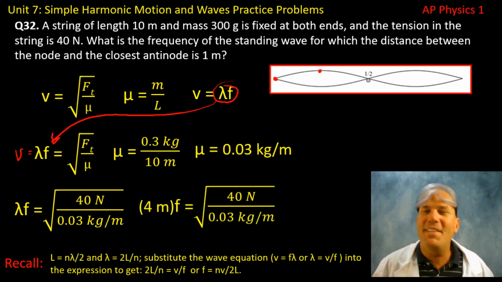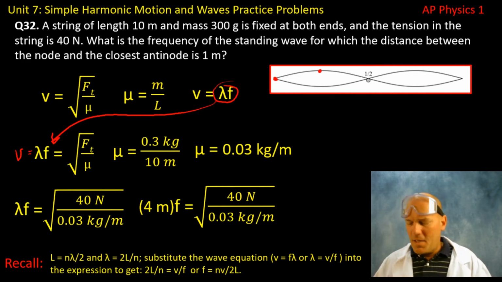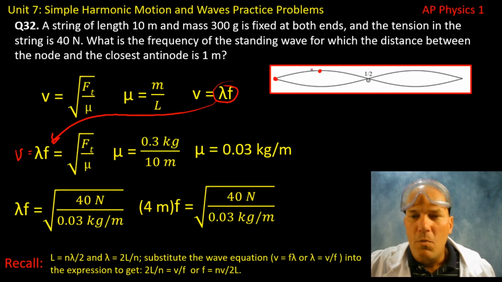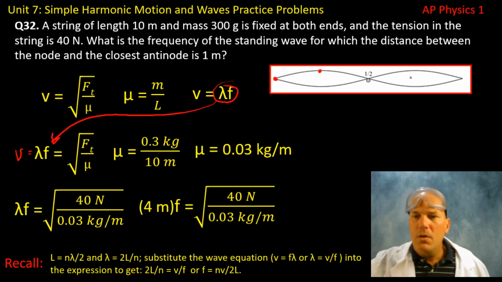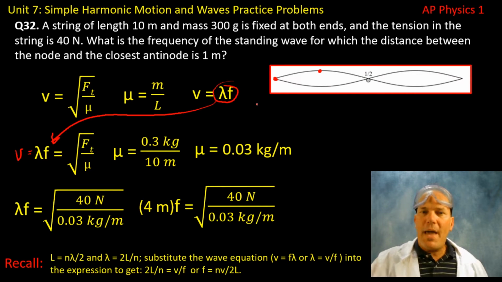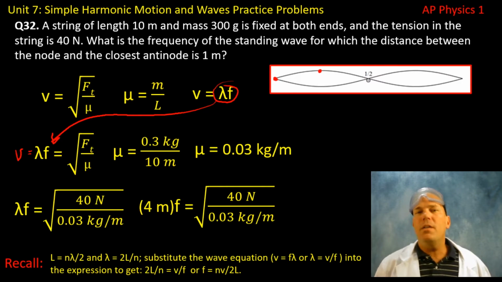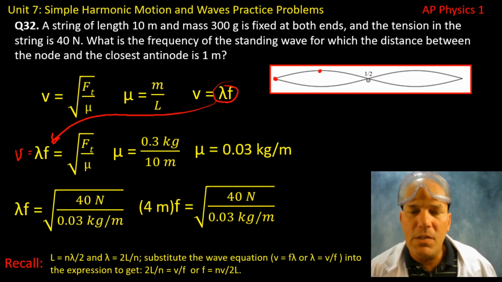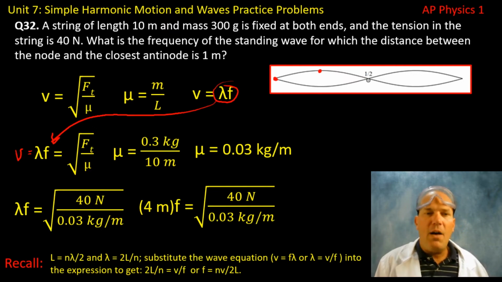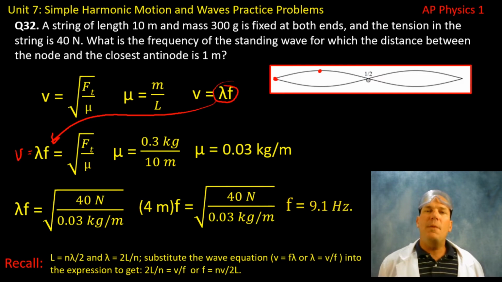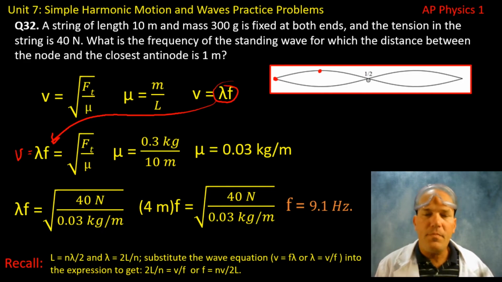So if that distance is 1 meter, what is lambda? 4 meters. Again, you can see that here: 1 meter, 2 meters, 3 meters, 4 meters. Regardless of the actual pattern and harmonic, if that distance is 1 meter, then it's 1 times 4. We have 4 meters equal to lambda. So now we can solve for frequency to be 9.1 hertz.